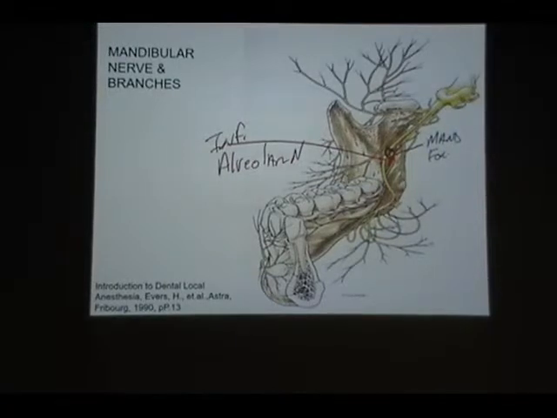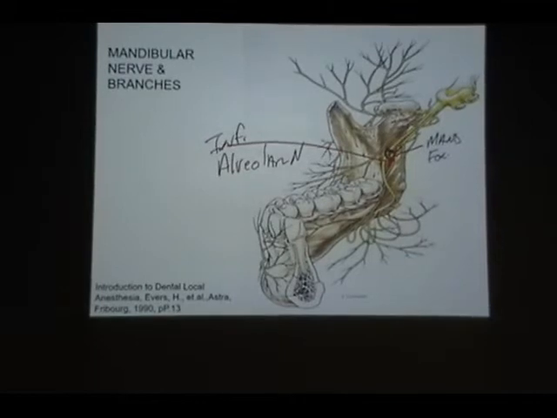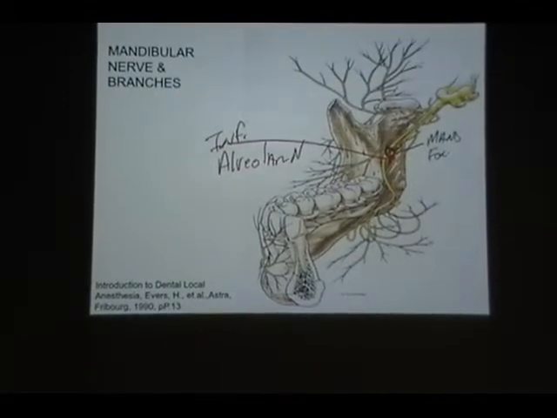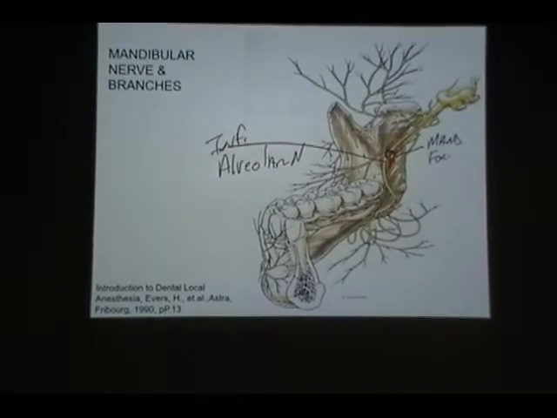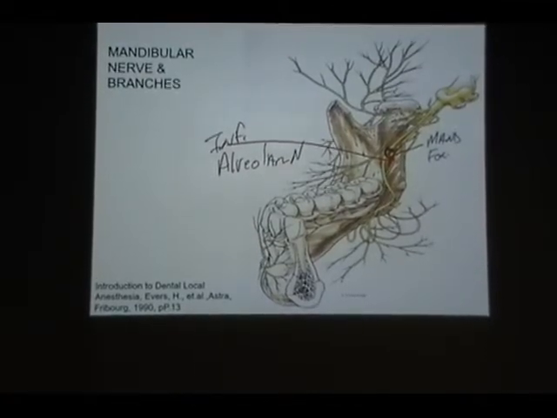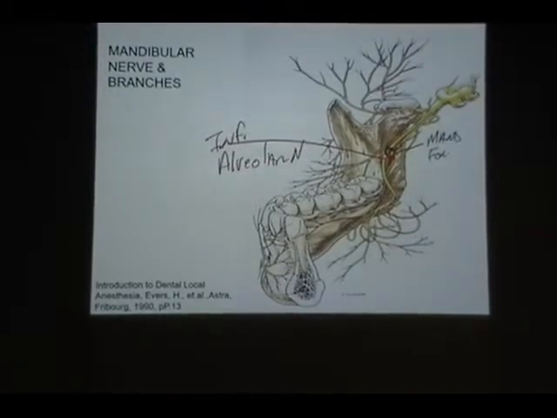Now I'll ask you a question. What type of nerve components are in the mandibular division of the trigeminal nerve as it first enters into the infratemporal fossa? As it goes through the foramen ovale and enters the infratemporal fossa, what type of nerve components does it contain? SVA. SVA. Where do those come from?